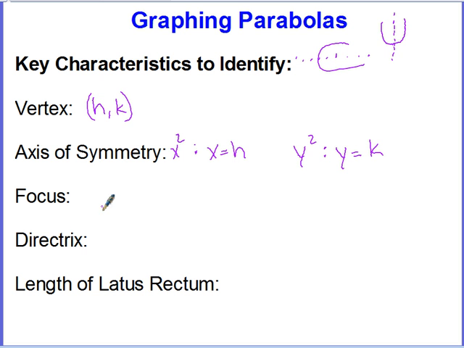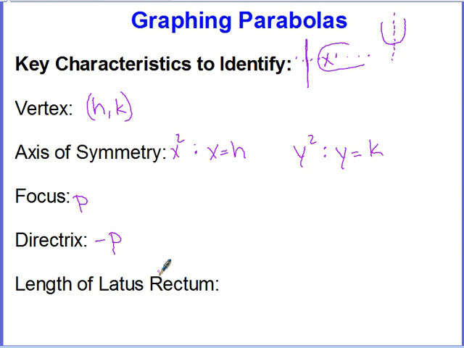Okay. The focus we're going to find using p. All right, and the focus is going to be a point that's inside the parabola. And focus and directrix kind of go together. The directrix is a line, and it's going to be found by negative p, so it's going to be the opposite of the focus. So we'll look at this when we graph them, but the focus is a point inside the parabola, and the directrix is a line that is outside the parabola. Okay, so that's what it looks like.